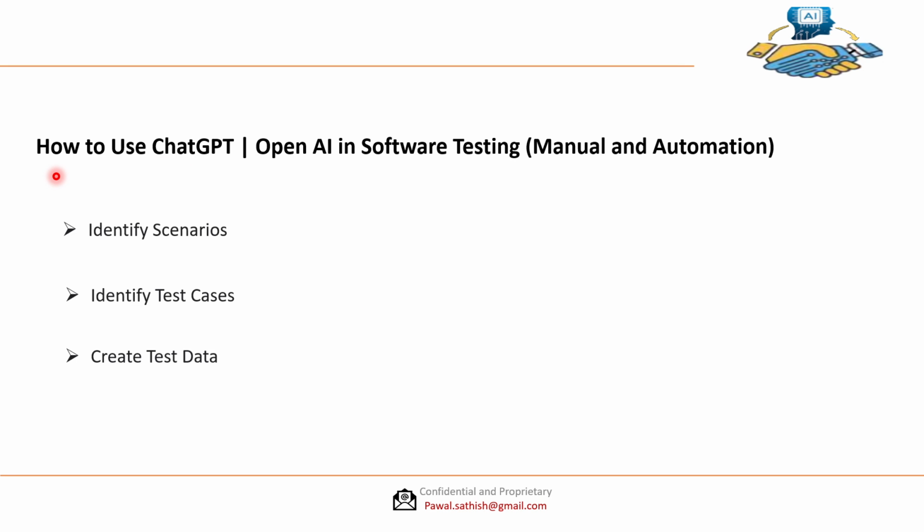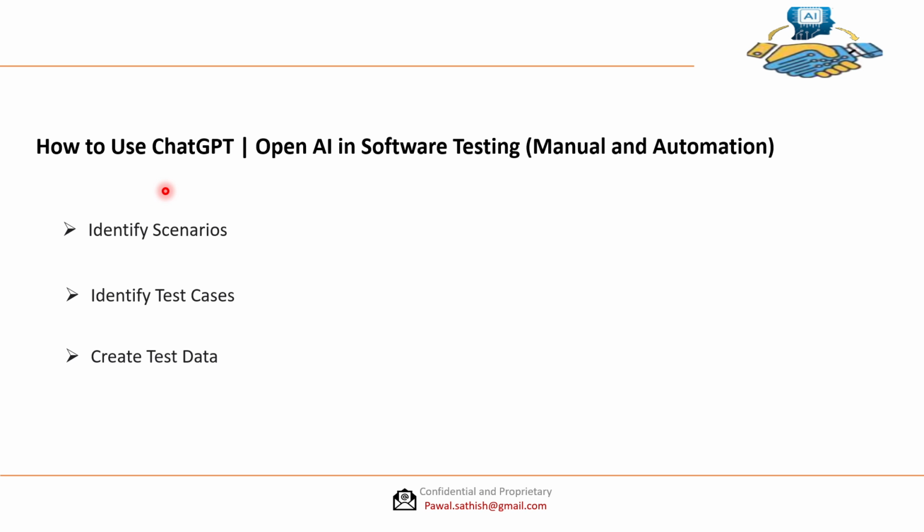Hello everyone. In today's session, we'll see how to use ChatGPT or OpenAI in software testing, either in manual testing or in automation testing. So, when we are developing new features or an application, first, as a QA, we need to understand the requirements. We need to go through all the acceptance criteria.